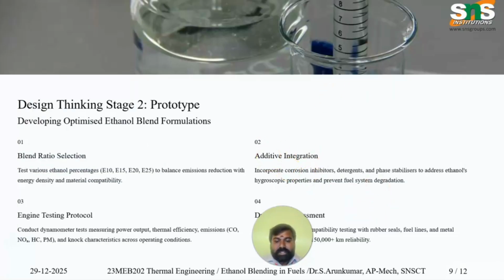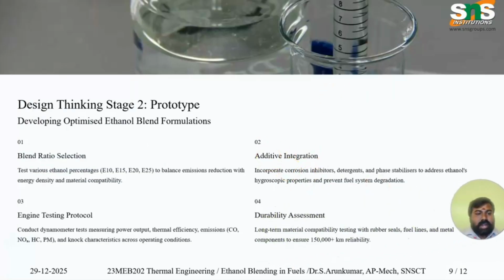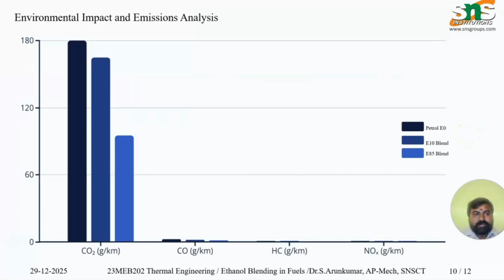Following the empathize stage, another stage is prototype, developing optimized ethanol blend formulations by way of blend ratio selection, additive integration, engine testing protocol and durability assessment. So this is the environmental impact and emission analysis of carbon dioxide, carbon monoxide, HC and NOx emissions. In this comparison, the carbon dioxide emission is in a high range, around 180.